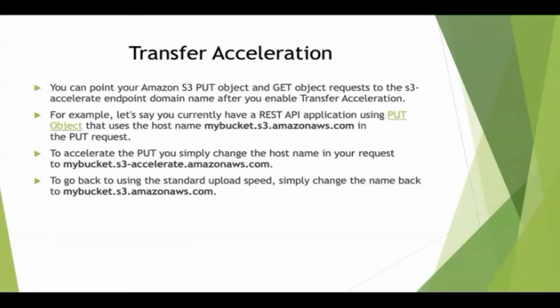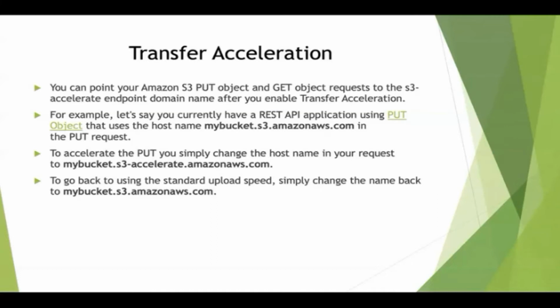A good scenario here is, when you go ahead and upload an object, the action is called put. So you can point your put object and get object requests to the S3 accelerated endpoint domain name after you enable transfer acceleration. For example, let's say that you currently have a REST API that you have written, and using put object, you upload an object to the S3 bucket. Generally the host name is going to be mybucket.s3.amazonaws.com, where mybucket can be replaced with your bucket name. But then to accelerate your put request, you can simply change your host name in the request to mybucket.s3-accelerate.amazonaws.com.